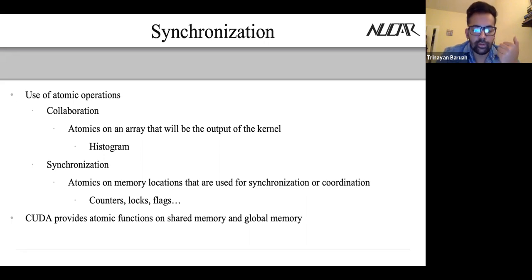When you want to update that counter or location, if you use an atomic instruction to do that, the hardware guarantees that those operations are uninterruptible or indivisible, and that you will see the correct result eventually. Some of the important places where you'd use atomics are counters, locks, and flags. And CUDA as a language provides atomic functions on both shared memory and global memory variables.